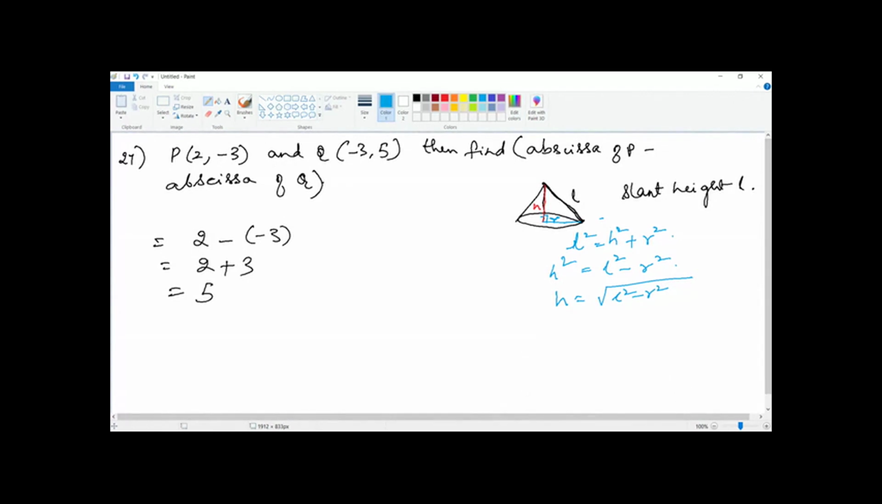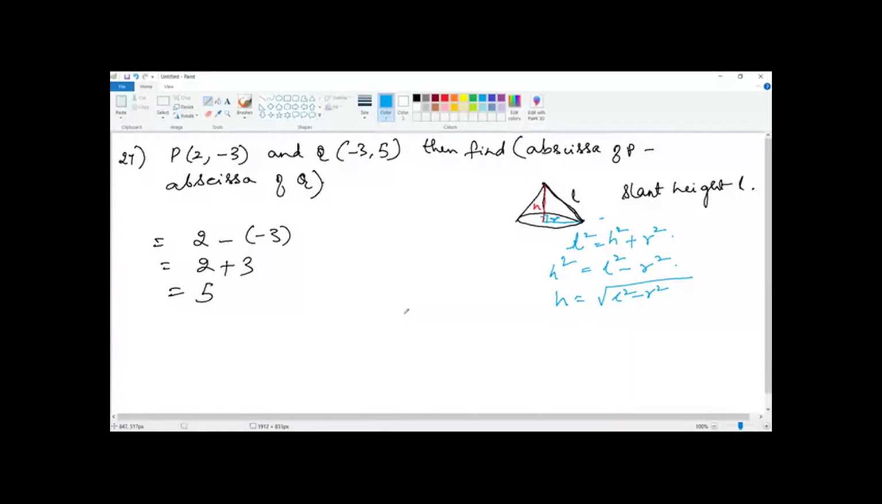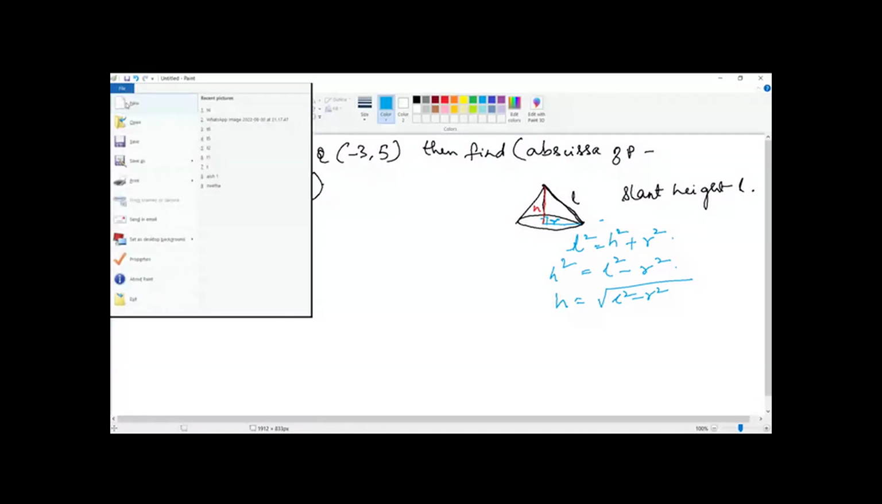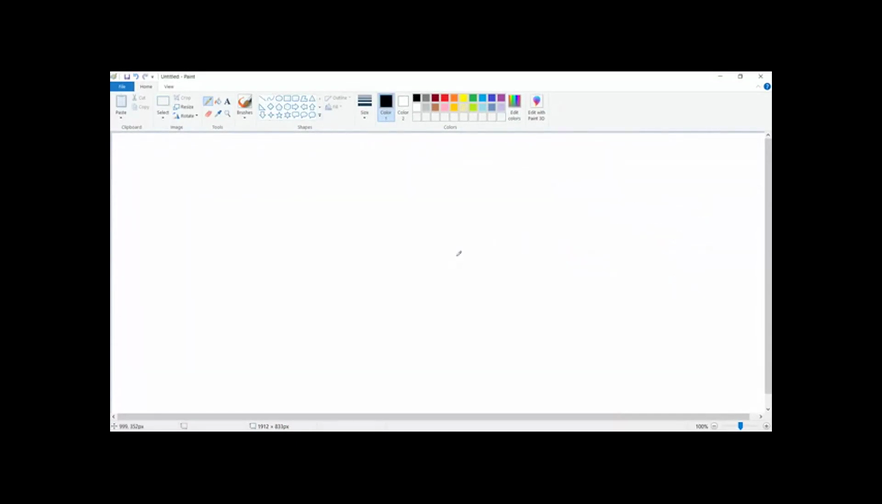Pavitra, did you understand? Yes, ma'am. Okay. Thank you, ma'am. She has written. Okay. Can we go to next question? Yes, ma'am. 28 is the next question.